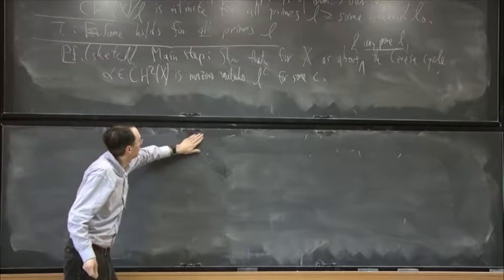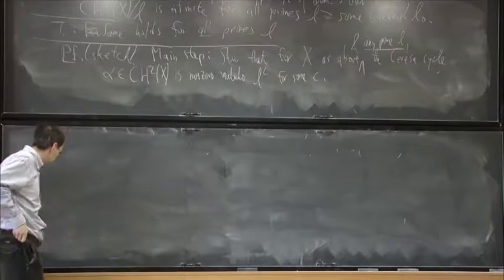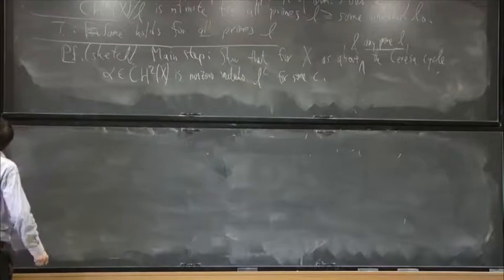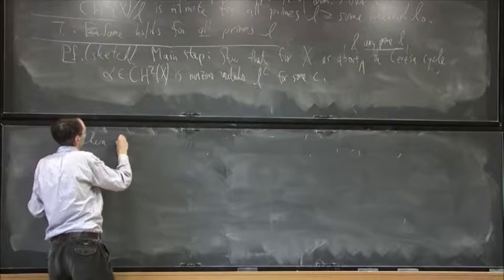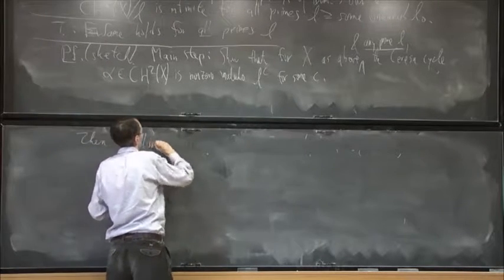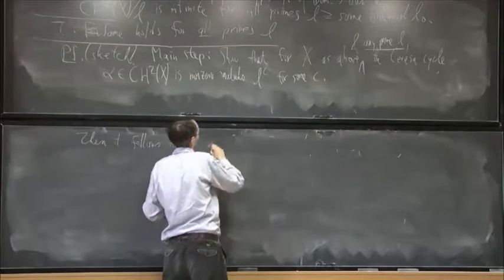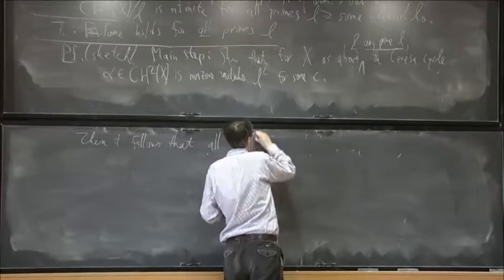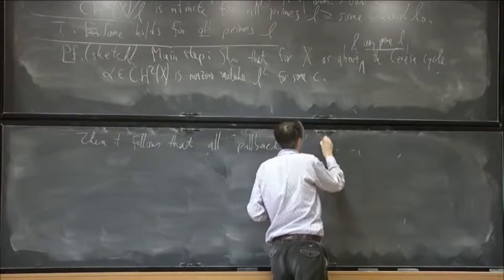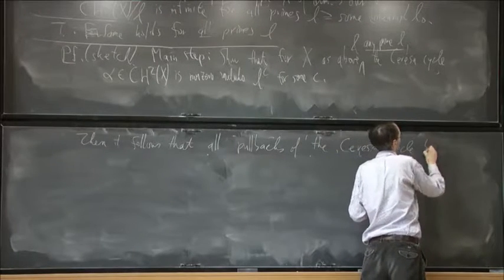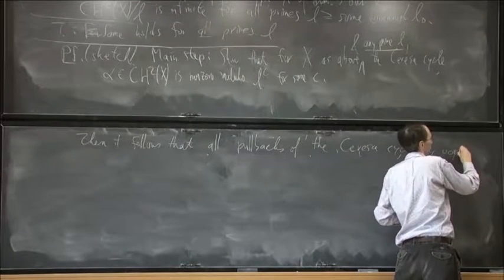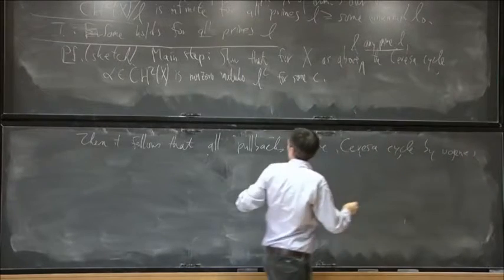So, yeah, why is that really the main step? So at that point, then it just follows that all the pullbacks of the Terasa cycle by isogenies are also non-zero modulo that same sort of number.